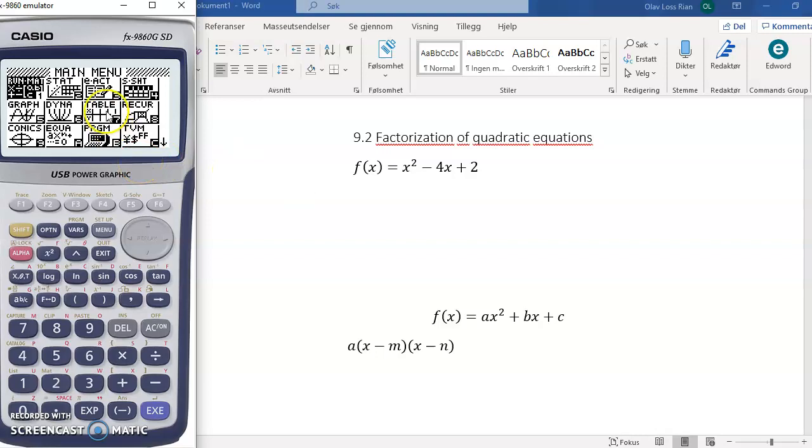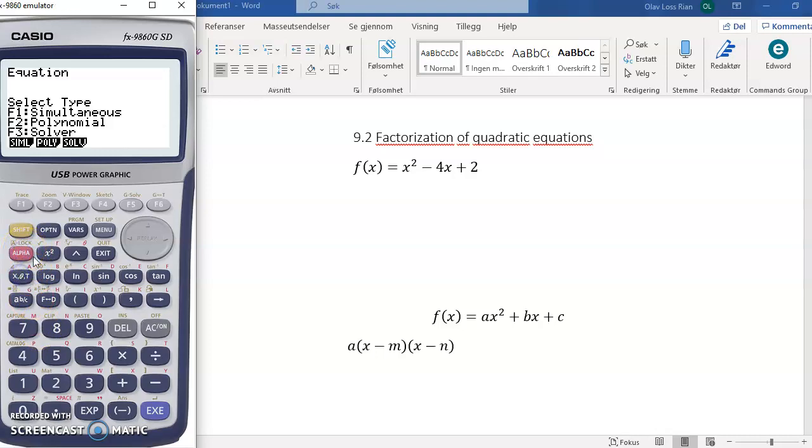So here on your Casio, doesn't matter if it's the 9860 or the 9750. We go into, let's see, where is it? Equations. And we want the polynomial type here, F2. This is a second degree equation. Quadratic equations are second degree equations. So the degree is the highest power. And we put in our A, B, and C.